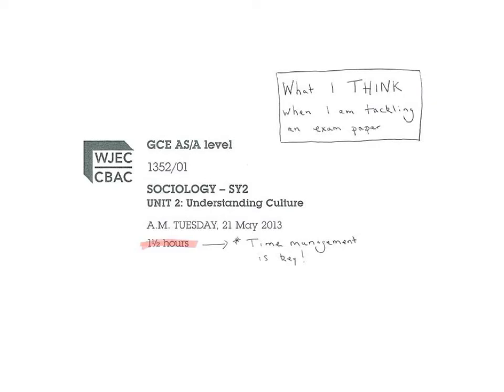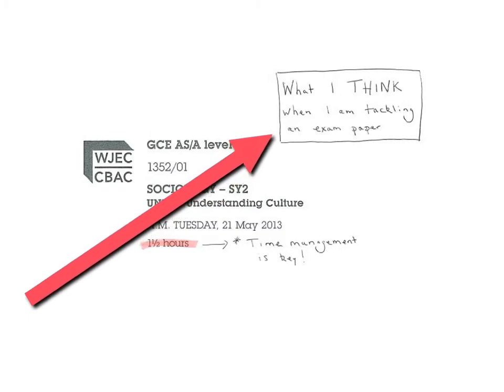Welcome to this revision screencast for the SY2 A Sociology exam. Now the purpose of this video is to try to model the thought processes that should be taking place in your mind as you tackle the SY2 paper. And I'm going to do this by explaining what my brain would have been saying to itself, question by question, should I have attempted the exam paper that I'm going to use as an example in this screencast.